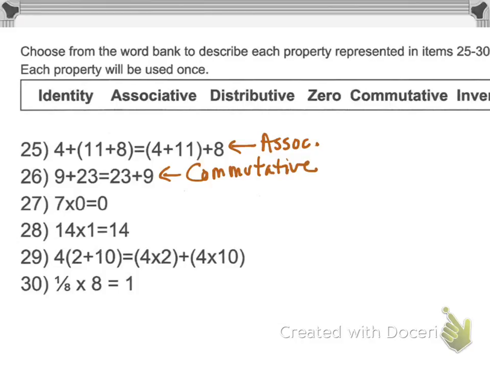Okay. This one has a 0. So that should be a really good hint that that is an identity property. There's an identity property of 1, an identity property of 0. To be specific, this is the multiplicative identity property of 0. This one is the multiplicative identity property of 1.